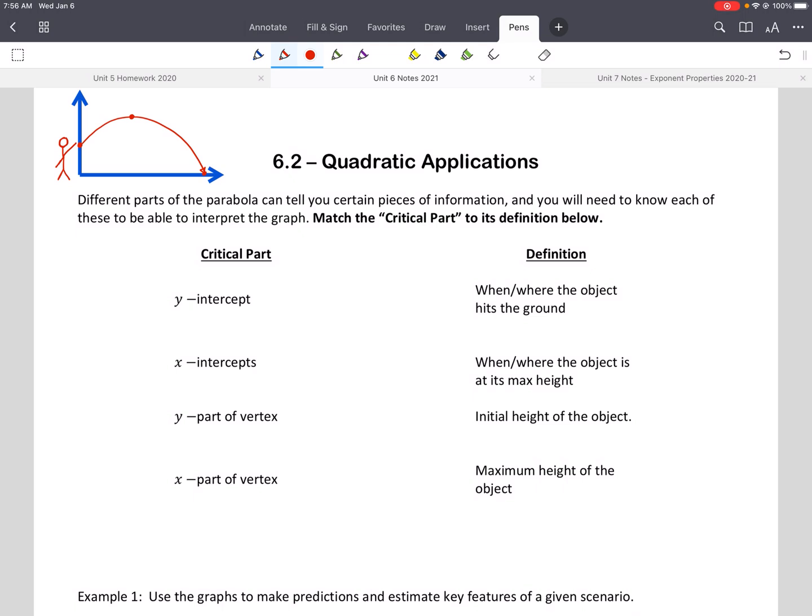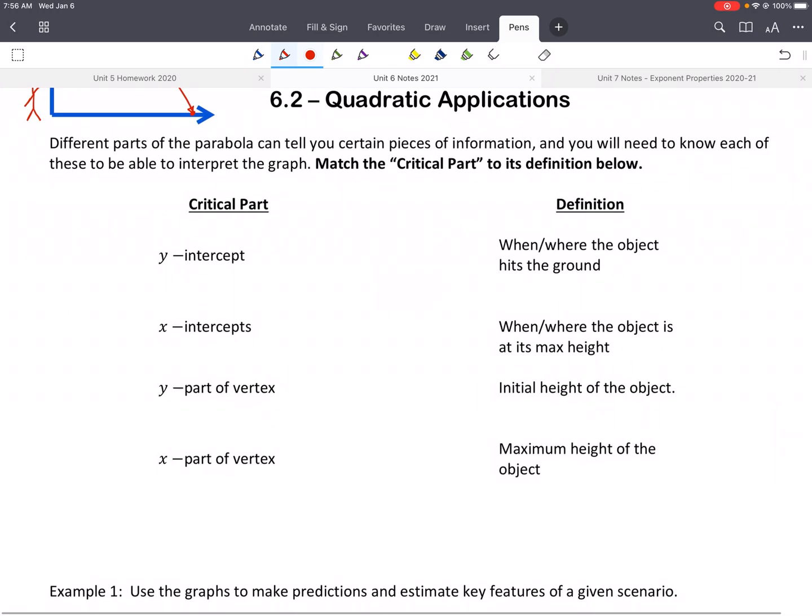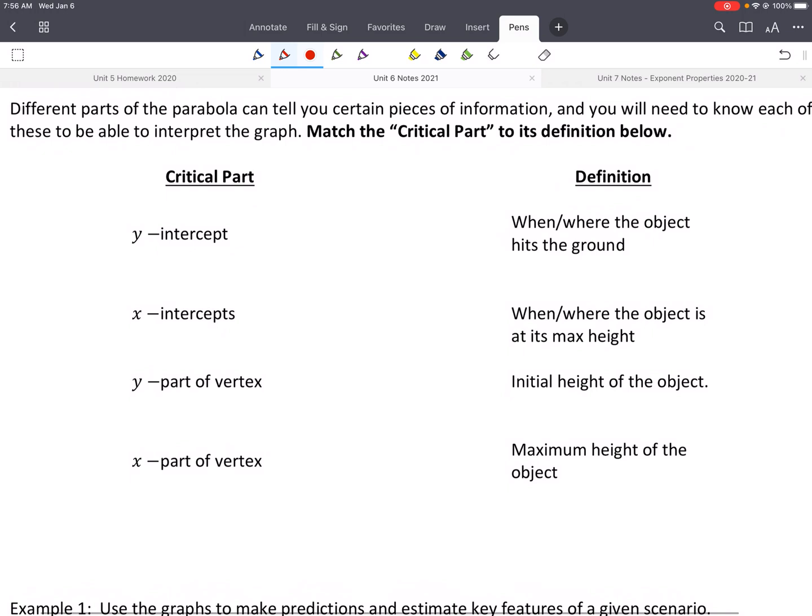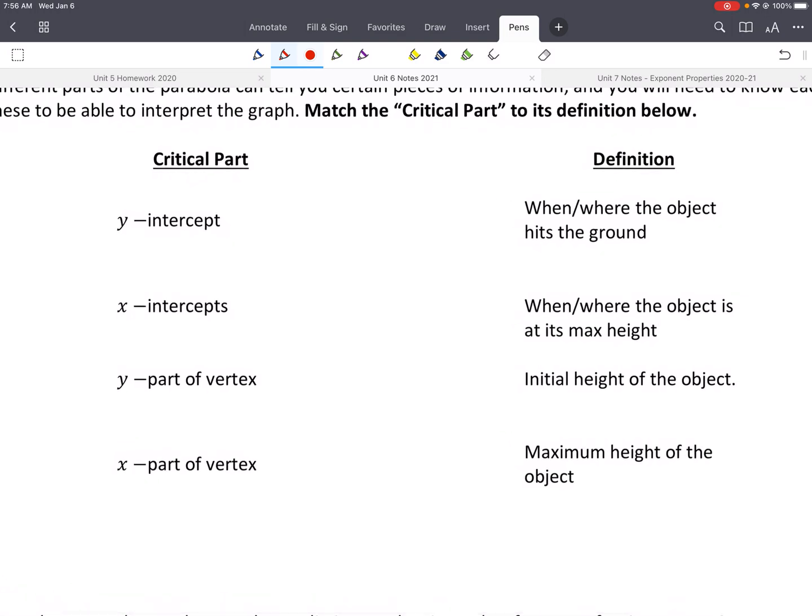A lot of these problems that you're going to have, or I guess all the problems that we have, we're not going to be asking for a thing like this, like specifically y-intercept, x-intercept, and vertex. We're going to need to glean that information from context, okay? So what I'm going to ask you to do is to pause and look at this and see if you can match the definition with its critical part. All right? So give that a try, and then we'll go over it.